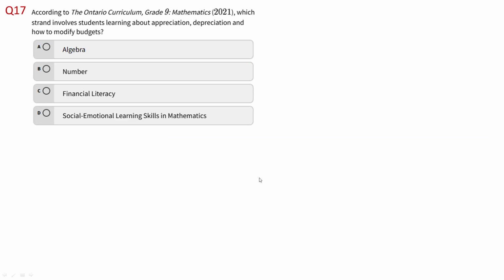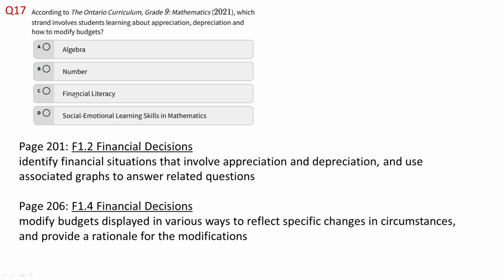Question 17. According to the Ontario Curriculum Grade 9, Mathematics 2021, which strand involves students learning about appreciation, depreciation, and how to modify budgets? And so that's financial literacy. Here are the two specific expectations that refer to both of those. So appreciation, depreciation, and this is talking about budgets here.